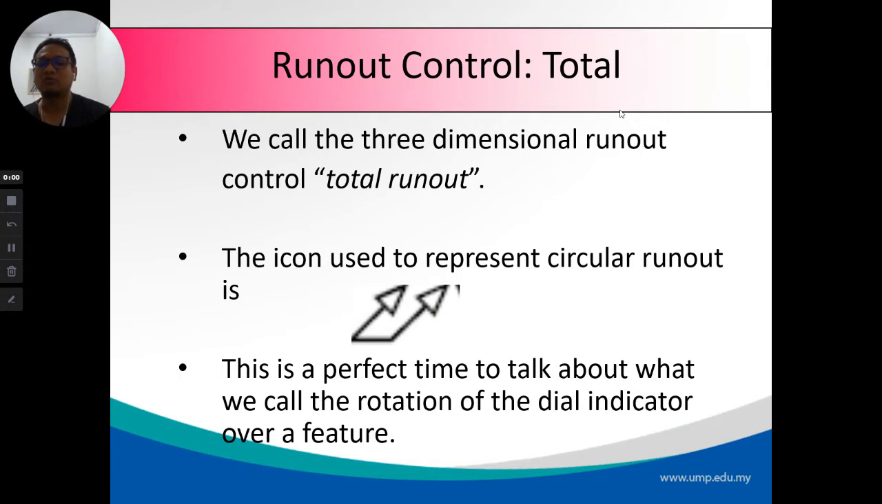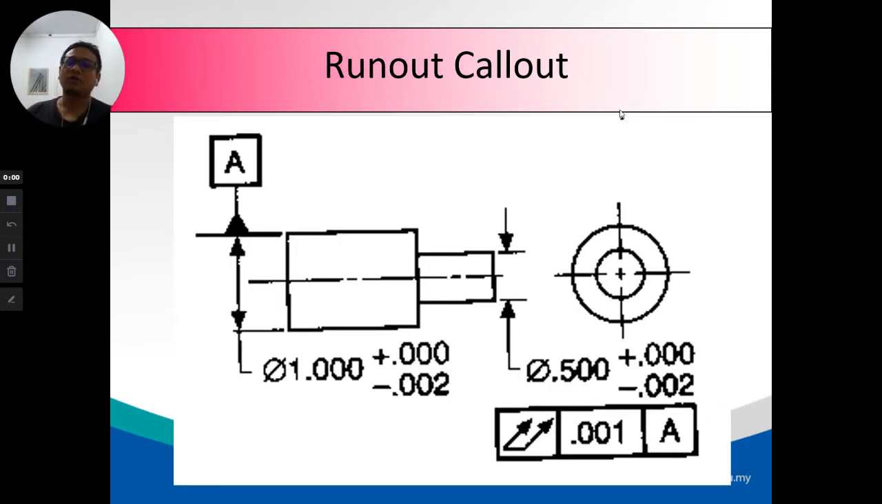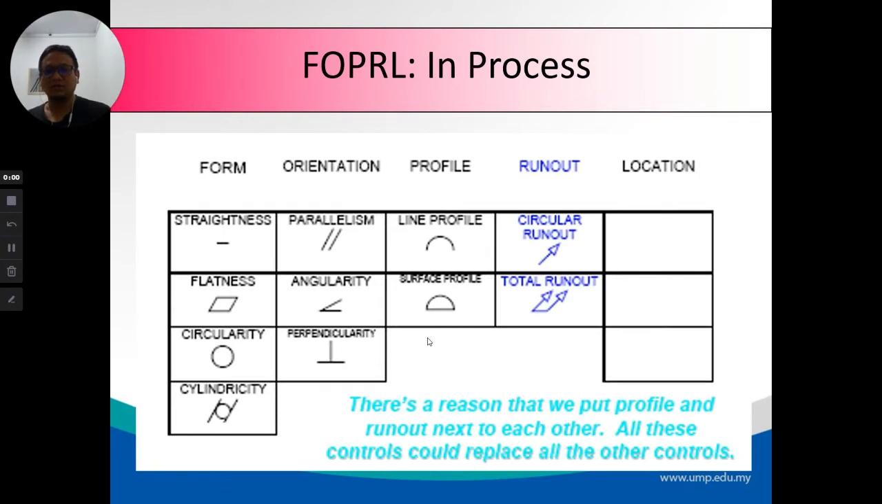This is a perfect time to talk about what we call a rotation or dial indicator over the feature. For example, we have a diameter of 1 with a tolerance of plus 0 to minus 0.02. This is cylindrical. So a total runout of 0.001 to datum A, right? That's how you say it.